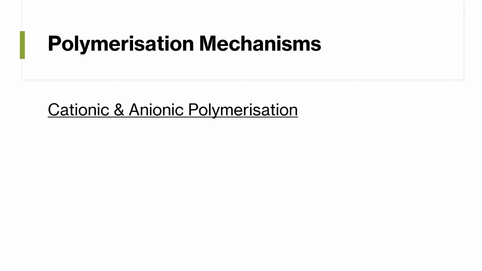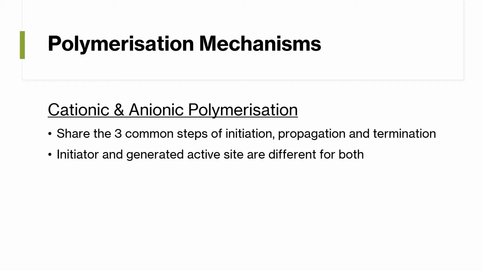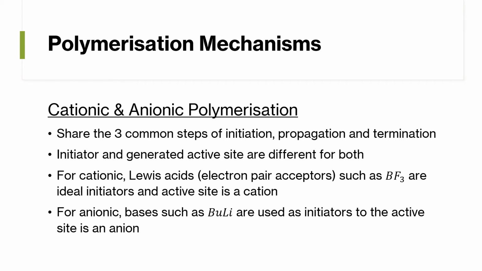The other two mechanisms, cationic and anionic polymerization, are very similar to free radical polymerization in that they have the three common steps of initiation, propagation, and termination. But there are a few key differences. For example, the initiator and generated active site are different for both. For cationic, Lewis acids, which are electron pair acceptors, such as BF3, are ideal initiators and the generated active site is a cation, whereas for anionic polymerization, bases such as butyl lithium are used as initiators to produce an anionic active site.